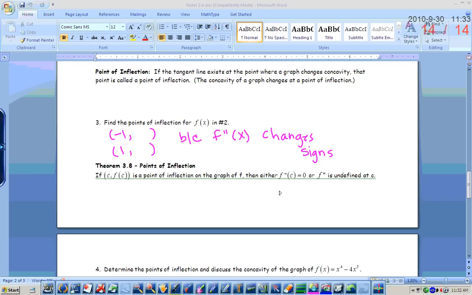Now, but that doesn't necessarily mean that if f double prime of c is 0 or f double prime of c is undefined that you automatically have a point of inflection. What would be a situation where you've got the second derivative equaling 0 but you don't have a point of inflection? What would show up on your sign chart? Yeah, like a double negative or a double positive.